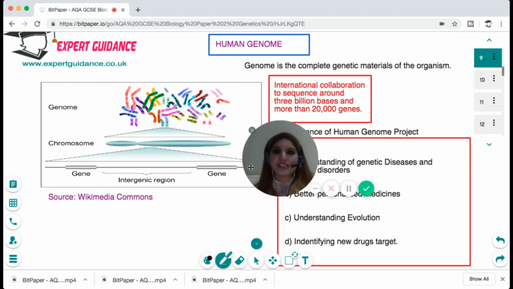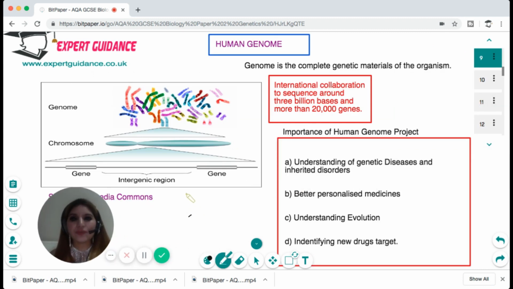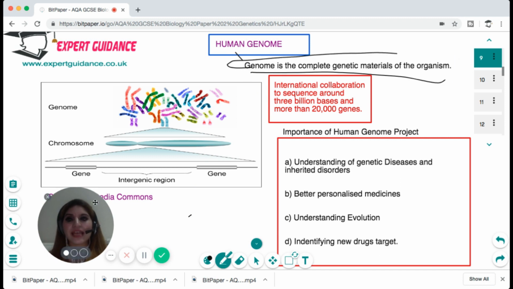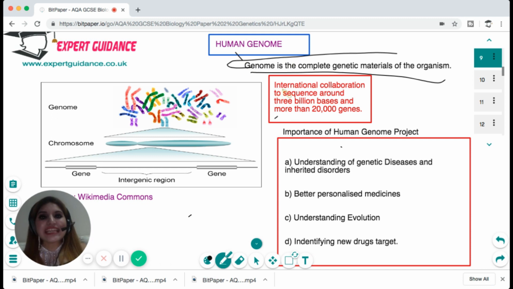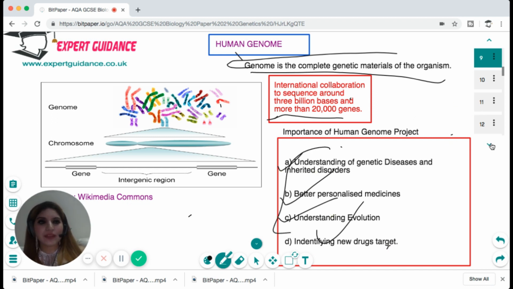Okay, now what is a human genome? Now you can see that there are a lot of base pairs in a human DNA. Genome is the complete genetic material of an organism, and there's a Human Genome Project, which is an international collaboration to sequence around 3 billion bases and more than 20,000 genes. It is important to understand genetic diseases and inherited disorders. It is also required to produce better personalized medicine. The Human Genome Project is important to understand evolution and identify new drug targets. So you should know the importance of the Human Genome Project and make sure you elaborate these points.